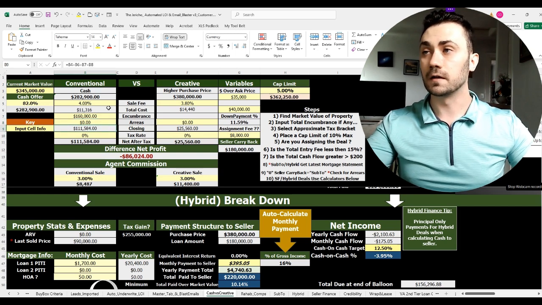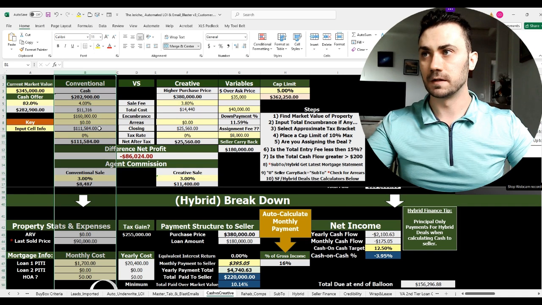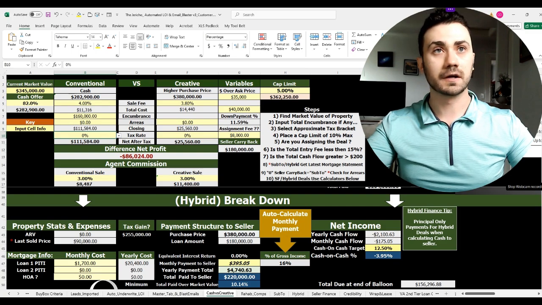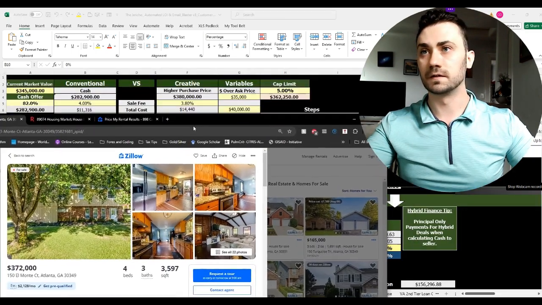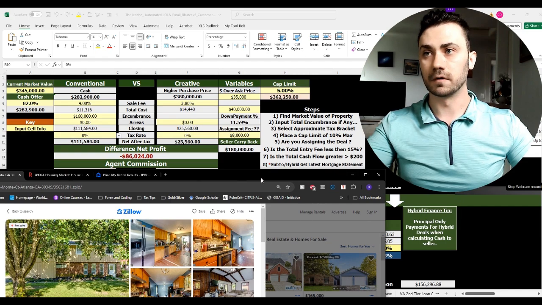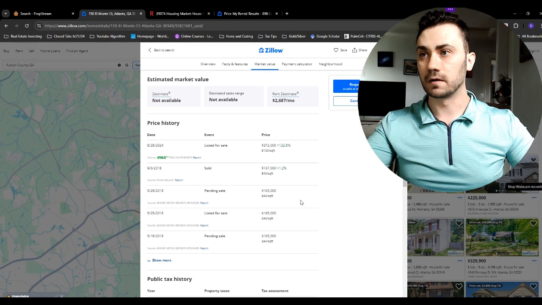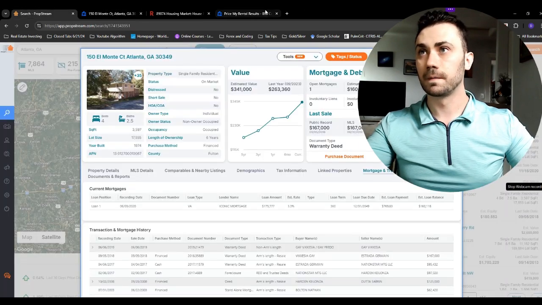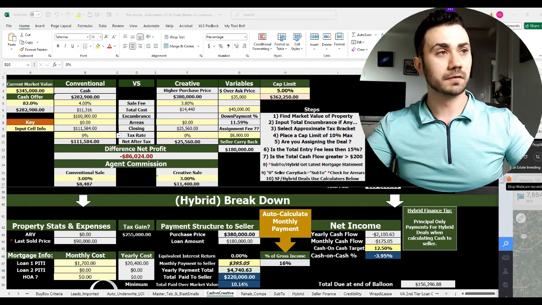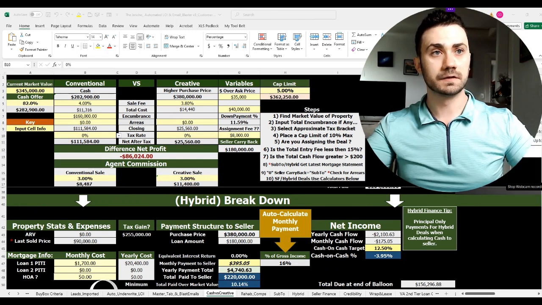So that means the seller, based off of this cash offer presented to them, is going to roughly net $111,000 at closing. And in terms of the tax rate, let's take a quick look at the MLS and see what it was last bought for. So I'm going to maximize this. Let's go to market value. We can see here that it was bought in 2018 for $167,000. So that is what they bought it for, and they have a cash offer presented to them right now at $282,000.